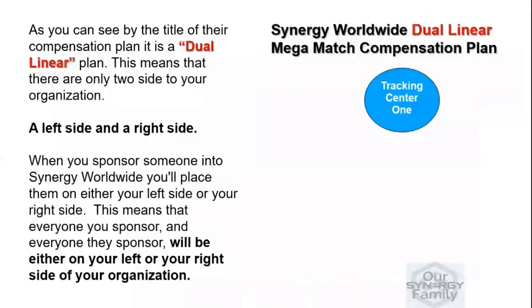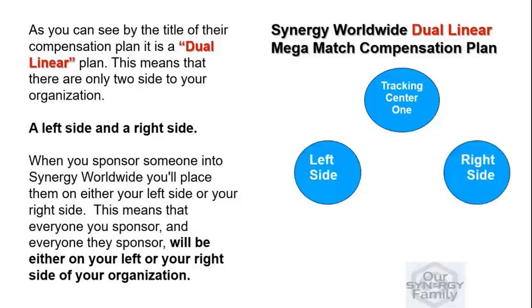As you can see by the title of their compensation plan, it is a dual linear plan. This means that there are only 2 sides to your organization, a left side and a right side. When you sponsor someone into Synergy Worldwide, you'll place them on either your left side or your right side. This means that everyone you sponsor and everyone they sponsor will be either on your left or right side of your organization.